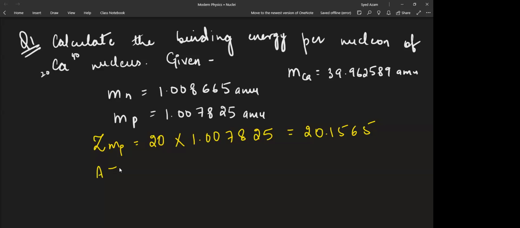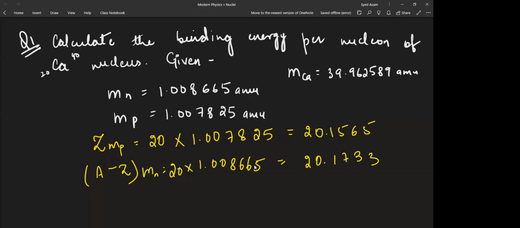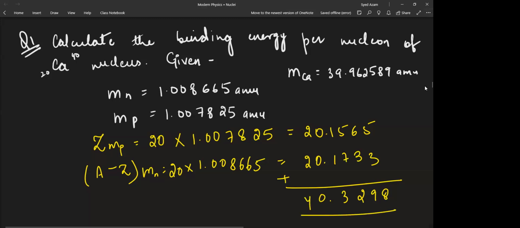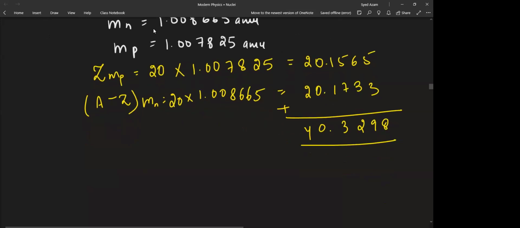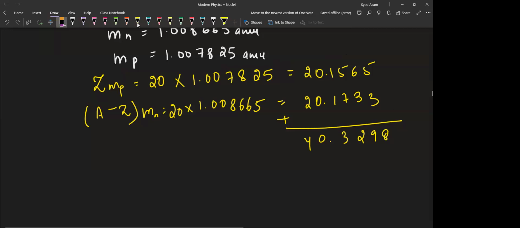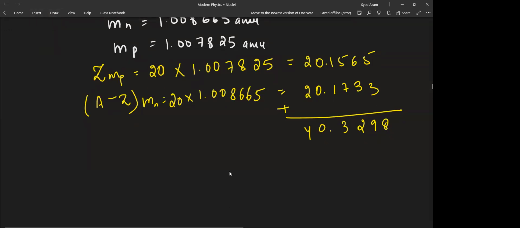Now coming to the mass of neutrons. That is (A minus Z) Mn. A minus Z is 40 minus 20, so this is 20 into 1.008665, which is equal to 20.1733. Now, what did I tell you the first step is? Add these two. When you add these two, it will be 40.3298. So what have we done? We have basically added ZMp plus (A minus Z) Mn. That part we have done.